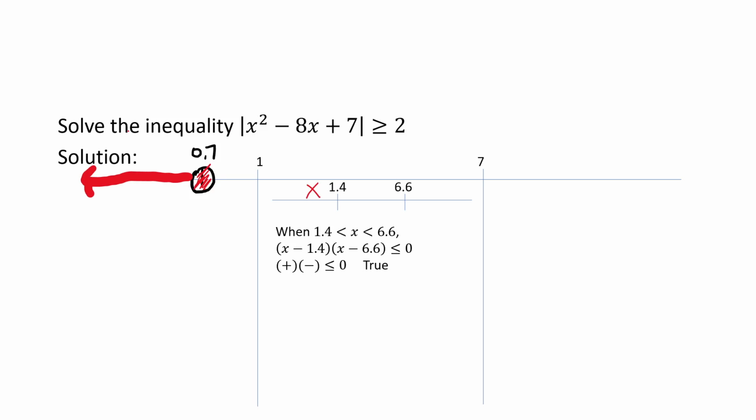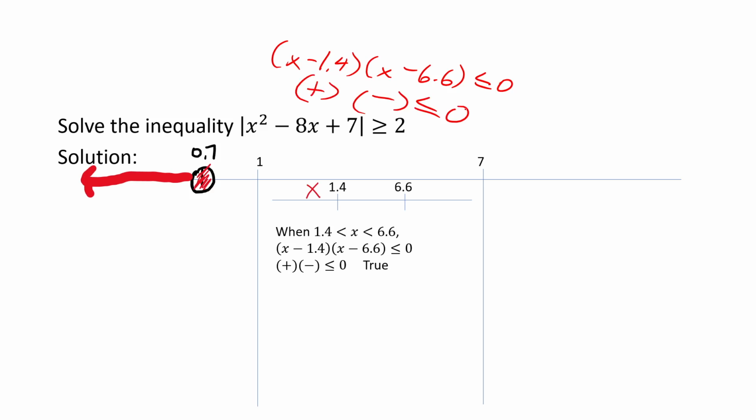Now, when I'm in between 1.4 and 6.6, remember what I'm testing within this interval is x minus 1.4 times x minus 6.6 less than or equal to 0. So let x be a number in between 1.4 and 6.6, say for instance 2. If I do that, I get a positive factor, but then I also get a negative factor. When I multiply them, is that less than or equal to 0? Yes, it is. So I'm going to put a check mark there.